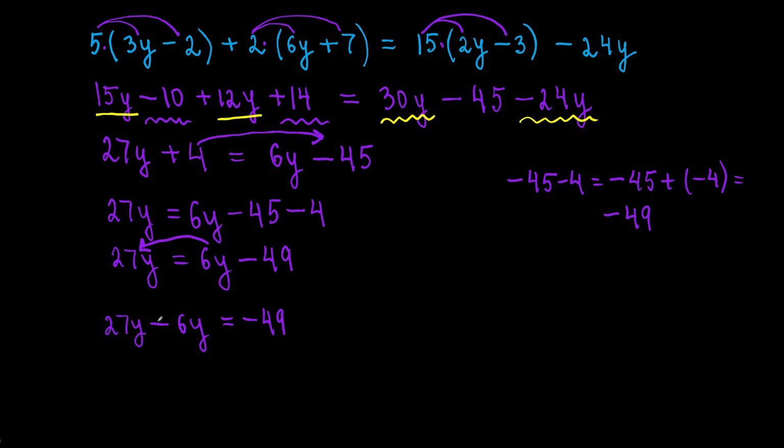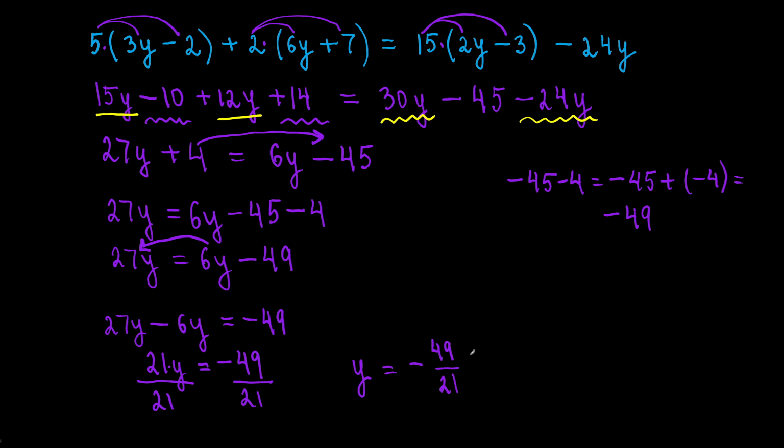So 27y minus 6y will be 21y. And on the right, we have negative 49. Look here, we have 21 times y. To undo multiplication, we will divide. So we will divide both sides by 21. So we have y all by itself. 21y divided by 21 will be 1y, or just y. And on the right, we have negative 49 divided by 21.